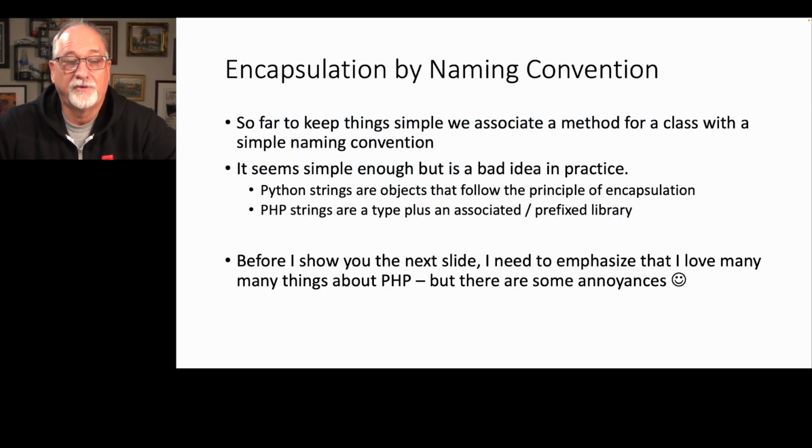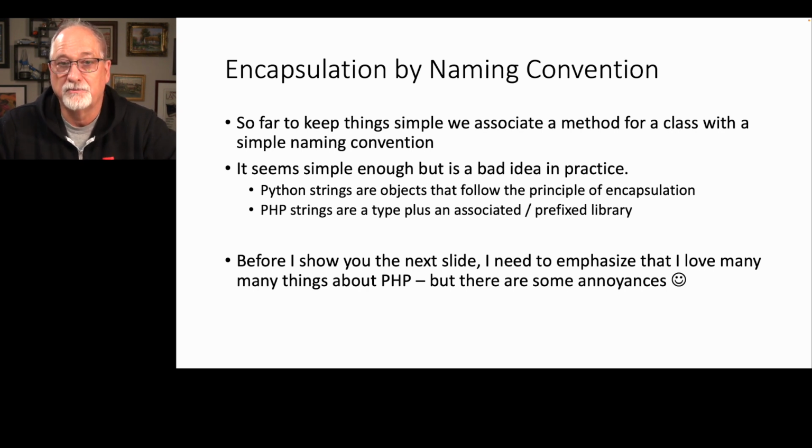For a while, we just said, well, we'll just take the class and add an underscore and name it, and so on. It seems simple enough, and in some ways you see that C++ does exactly that when it's compiling C++ to C code. It seems like you would keep it straight, but it turns out to be a bad idea in practice.